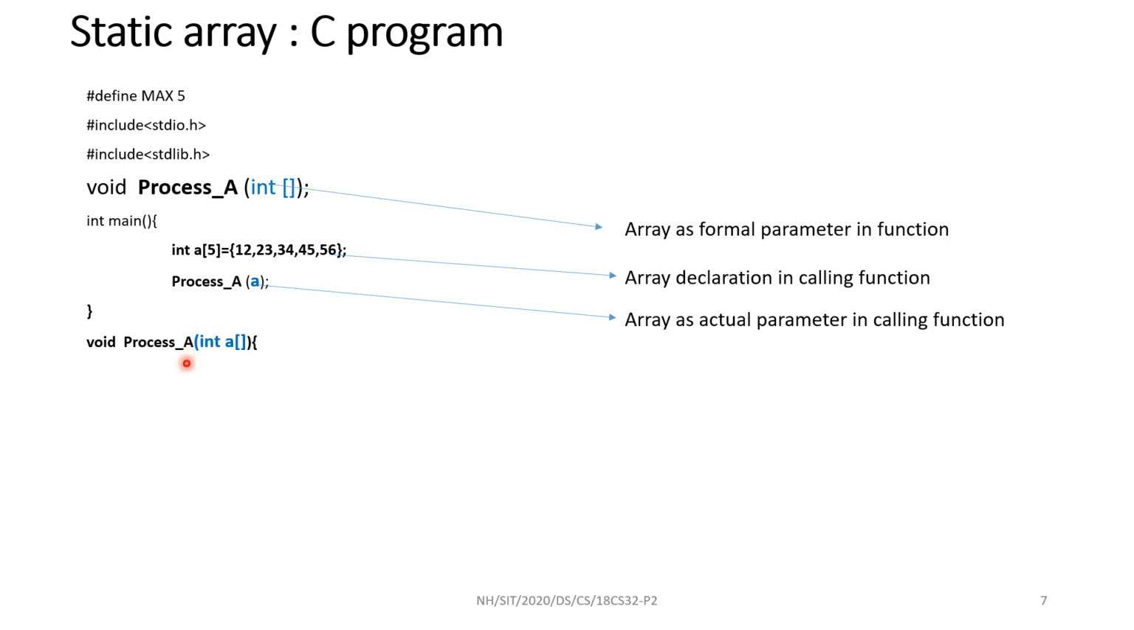Now the function is defined, and the return type should match. Both are matching. The function name again is matching. The parameter type is integer and it is an array type. Now we have to use a formal parameter name. Here I am using local name A. We don't have any relation. That A is completely different from this A. This is the actual A. This is local A. You can have any variable names also.